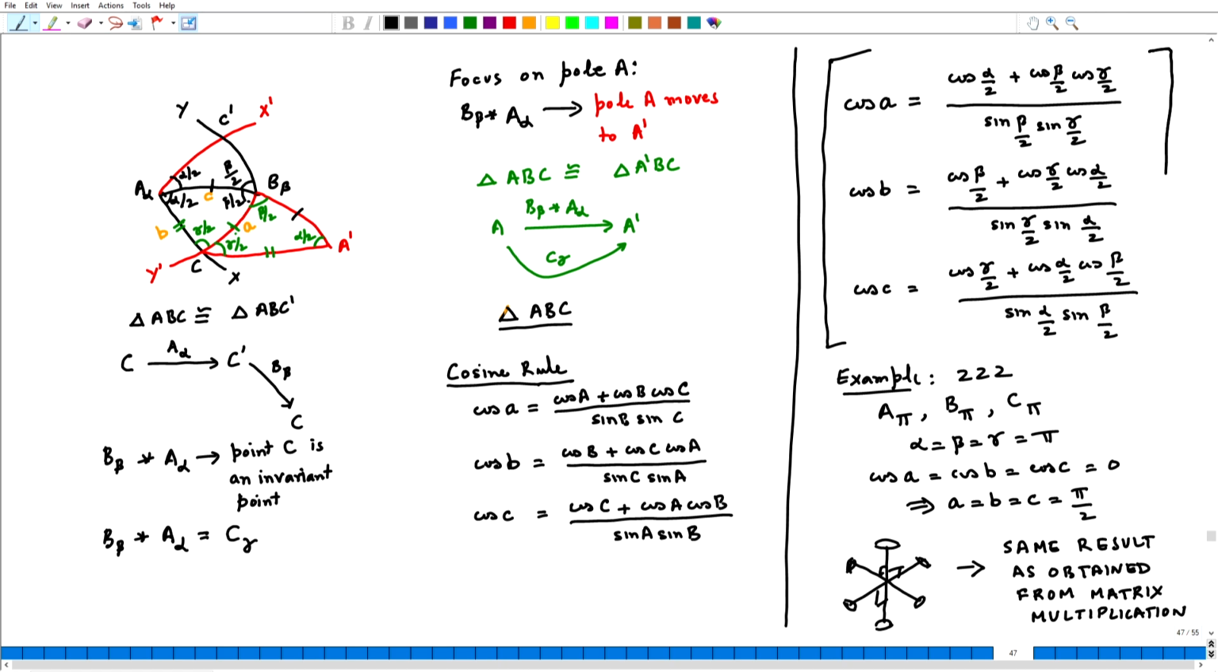So, I suggest that before you go to the next lecture, try to do this exercise yourself, and anyway in the next lecture I will visit some of the possibilities, and in the end we will list down all possibilities that are there of combining rotation axes.